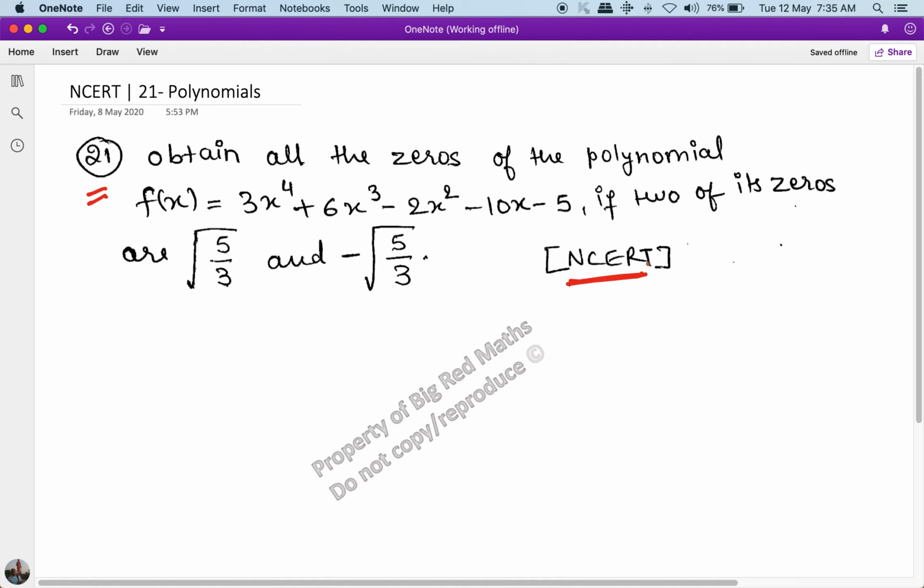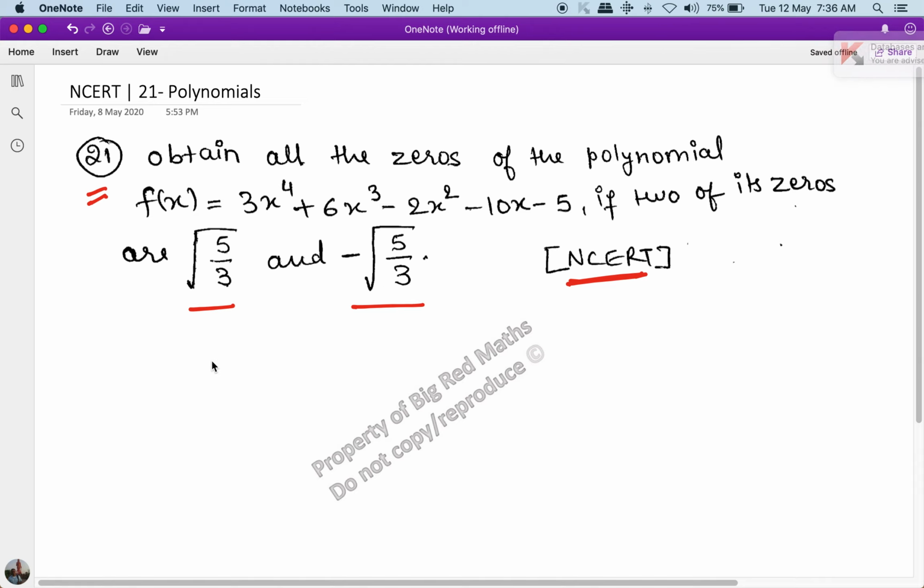The question is from the NCERT textbook, so let's start solving this one. The question says, and this is a very nice question, we'll use a small trick over here: obtain all the zeros of the polynomial f of x if two of its zeros are root 5 by 3 and minus root 5 by 3. This is the question given to us.